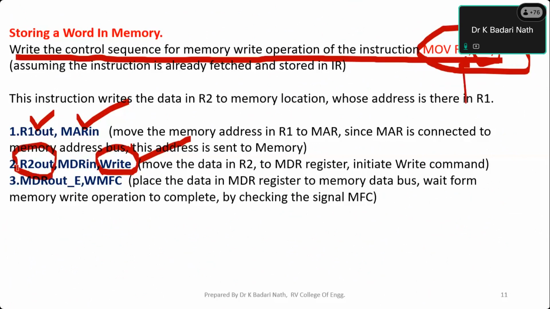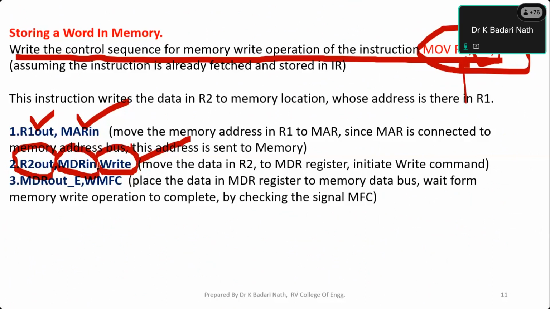The data bus is connected through the MDR register, so I'll make MDR in. So in the first clock cycle, we place an address. In the second clock cycle, we give a write signal and place the data to be written to that address. Again, it's not one clock cycle; a number of wait states will be introduced here. We keep on waiting until it says that it has completed the operation. So we can also write here: wait for memory function complete.